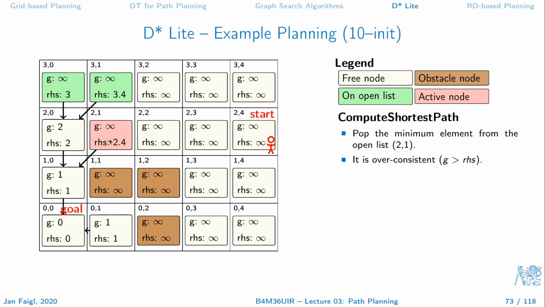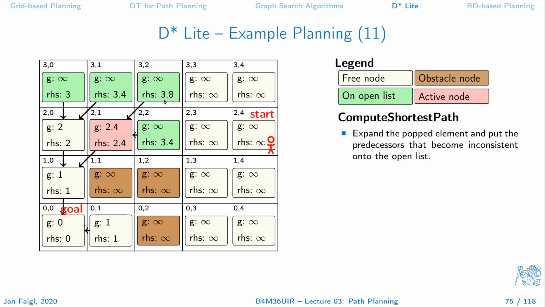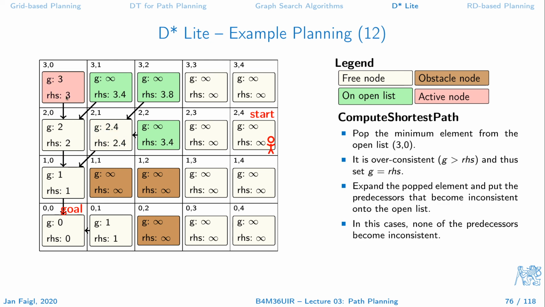But once we pop from the open list, this is the minimum value. It is again over consistent, so we update it and expand. And here is the same, so we do not update reaching this location using this node and update the other ones. Again, 1.4, 2.4 plus 1 is 3.4. Now the cheapest is this one. It's over consistent. We update, and none of the successors will be updated because it's already set up and will be the same or higher.